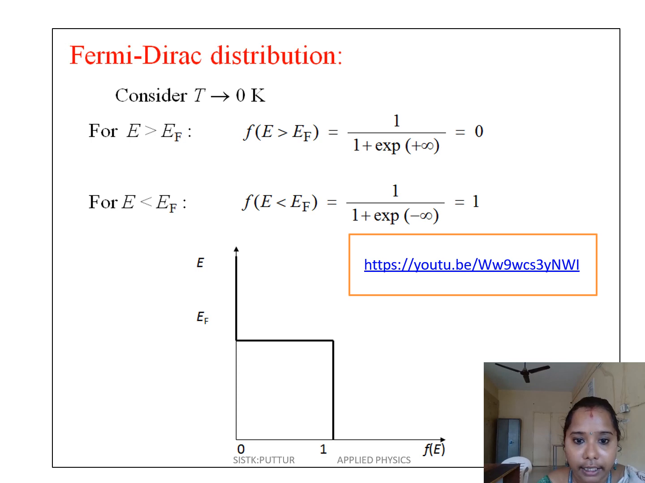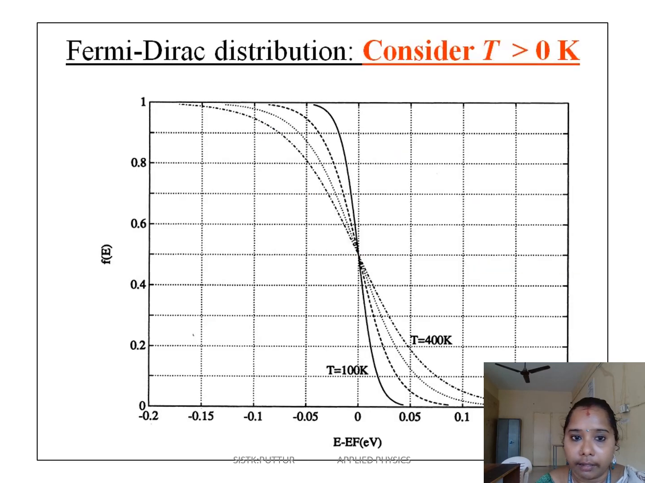And for E less than EF, if you substitute, we get 1 by 1 plus exponential of e power minus infinity. E power minus infinity is equal to 0, so 1 by 1 plus 0, then 1 by 1 becomes 1. 1 means 100% probability. 100% probability means below EF, all the states are filled with electrons.